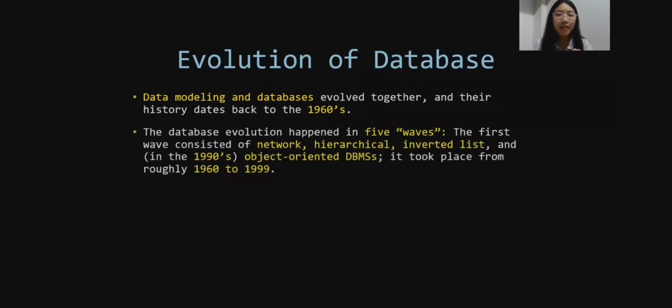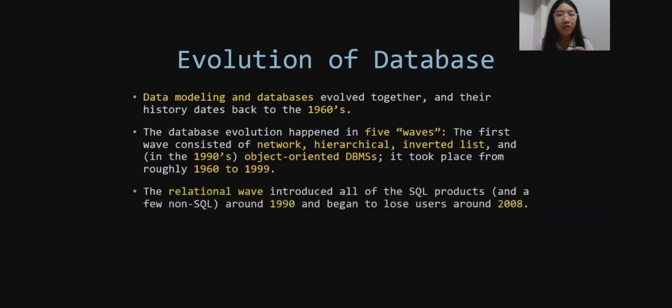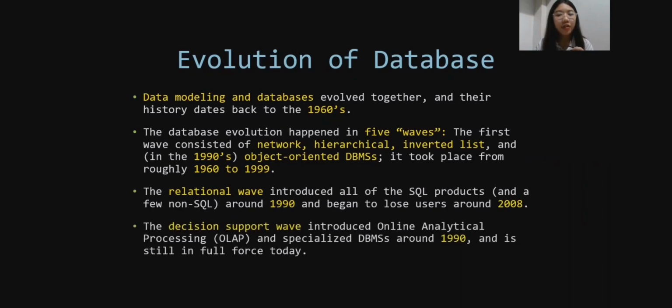Next, the database evolution happened in 5 waves. The first wave consisted of network, hierarchical, inverted list, and in the 1990s, object-oriented DBMSs. It took place from roughly 1960 to 1999. Next, the relational wave introduced all of the SQL products and a few non-SQL around 1990 and began to lose users around 2008. Next, the decision support wave introduced online analytical processing, or OLAP, and specialized DBMSs around 1990 and is still in full force today.